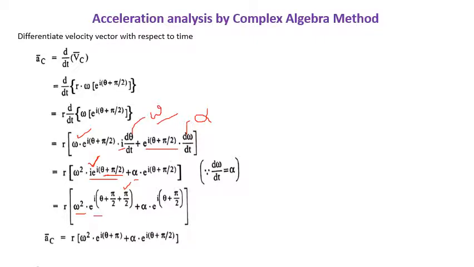So in the next step, r into omega square e into e to the power of i into theta plus pi, because pi by 2 plus pi by 2 becomes pi, plus alpha e to the power of i into theta plus pi by 2. Now I am going to multiply this r. Therefore r into omega square into e to the power of i into theta plus pi, plus r into alpha into e to the power of i theta plus pi by 2.